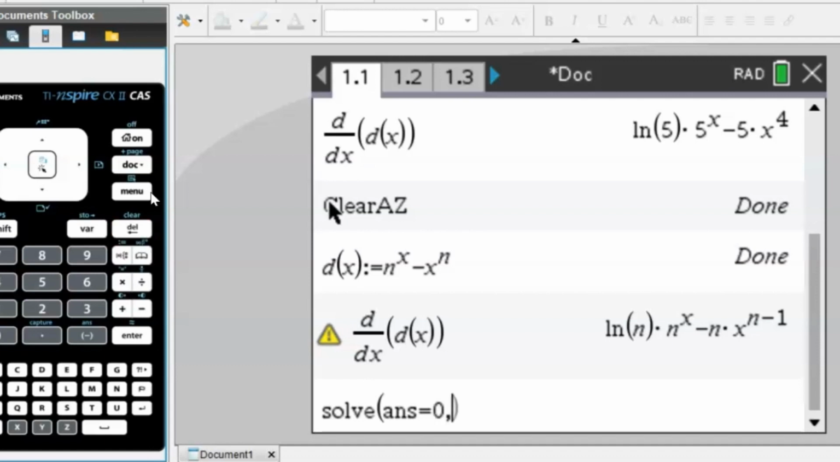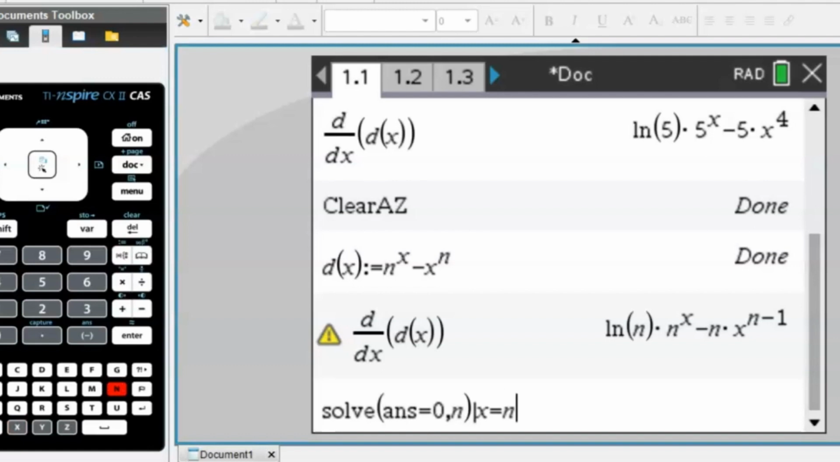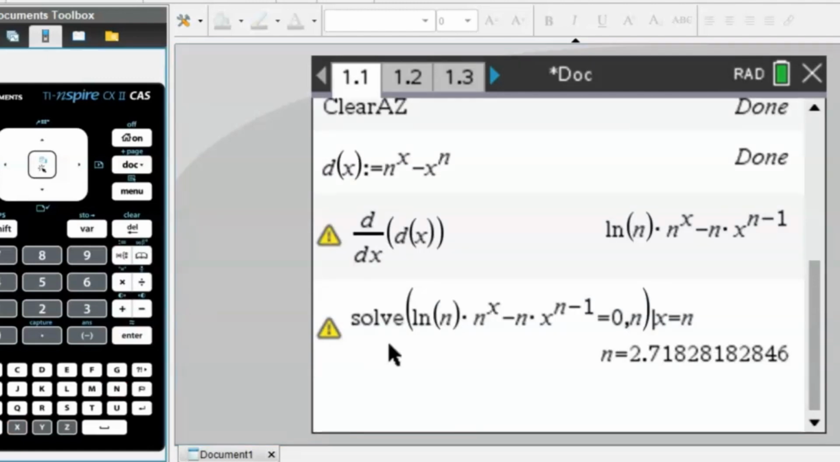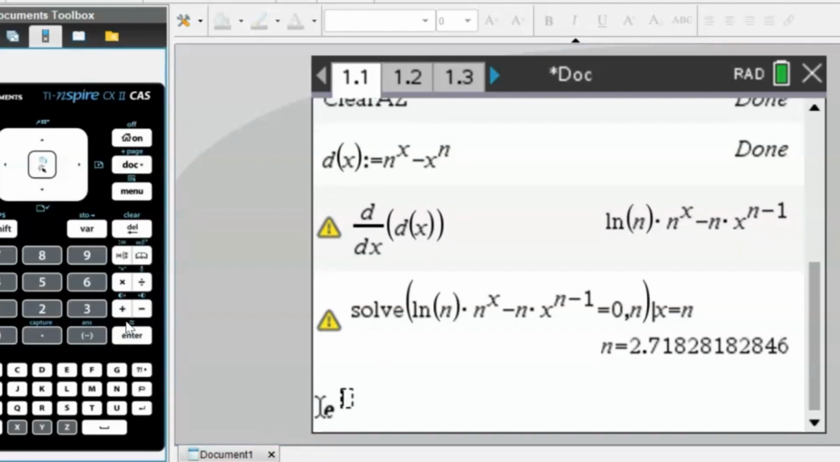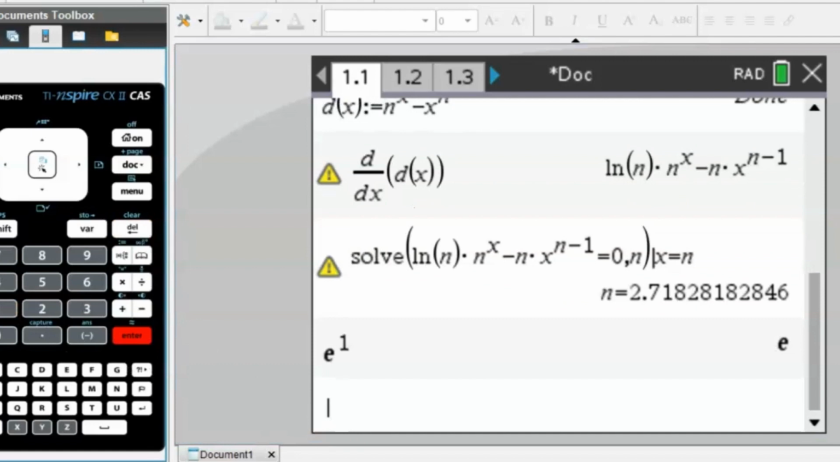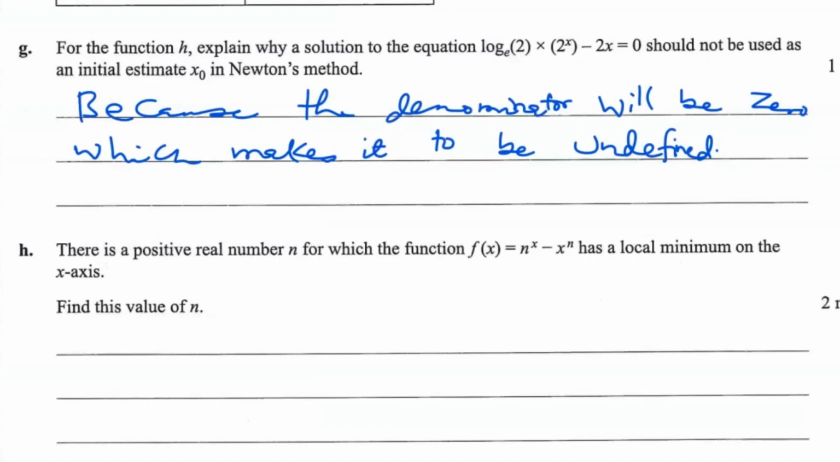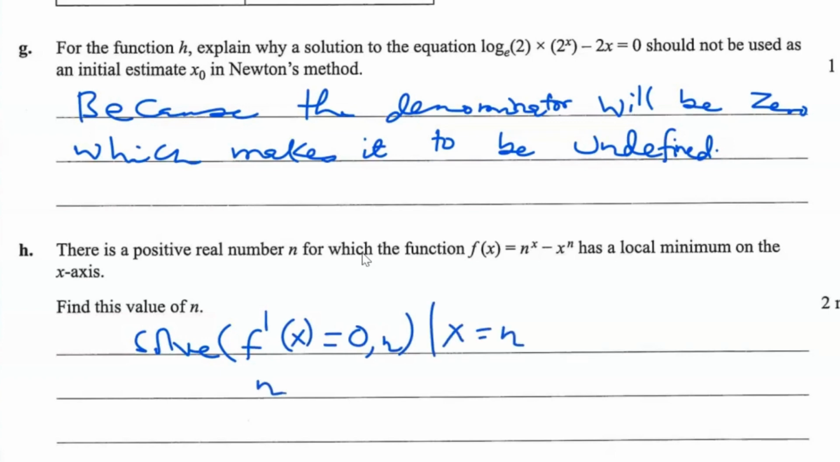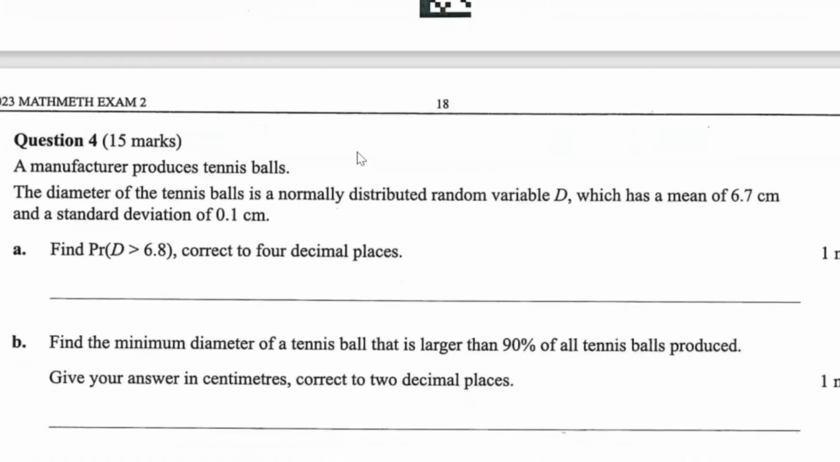Comma n, it's going to be comma n when x equals n, which is, well, that's going to be the same as e to the power of 1. So the value of n, after I solve this, when x equals n, that's going to give me e. Alright, let's move on to the next one.